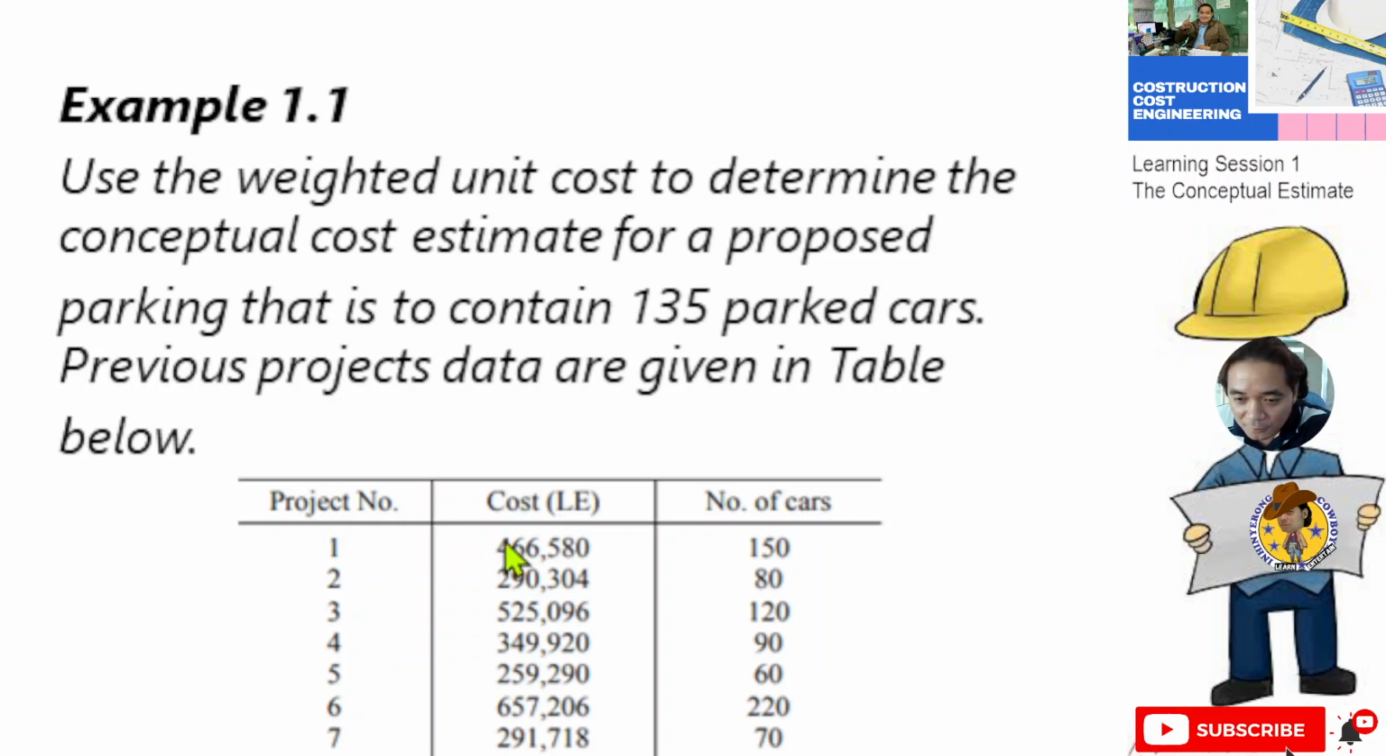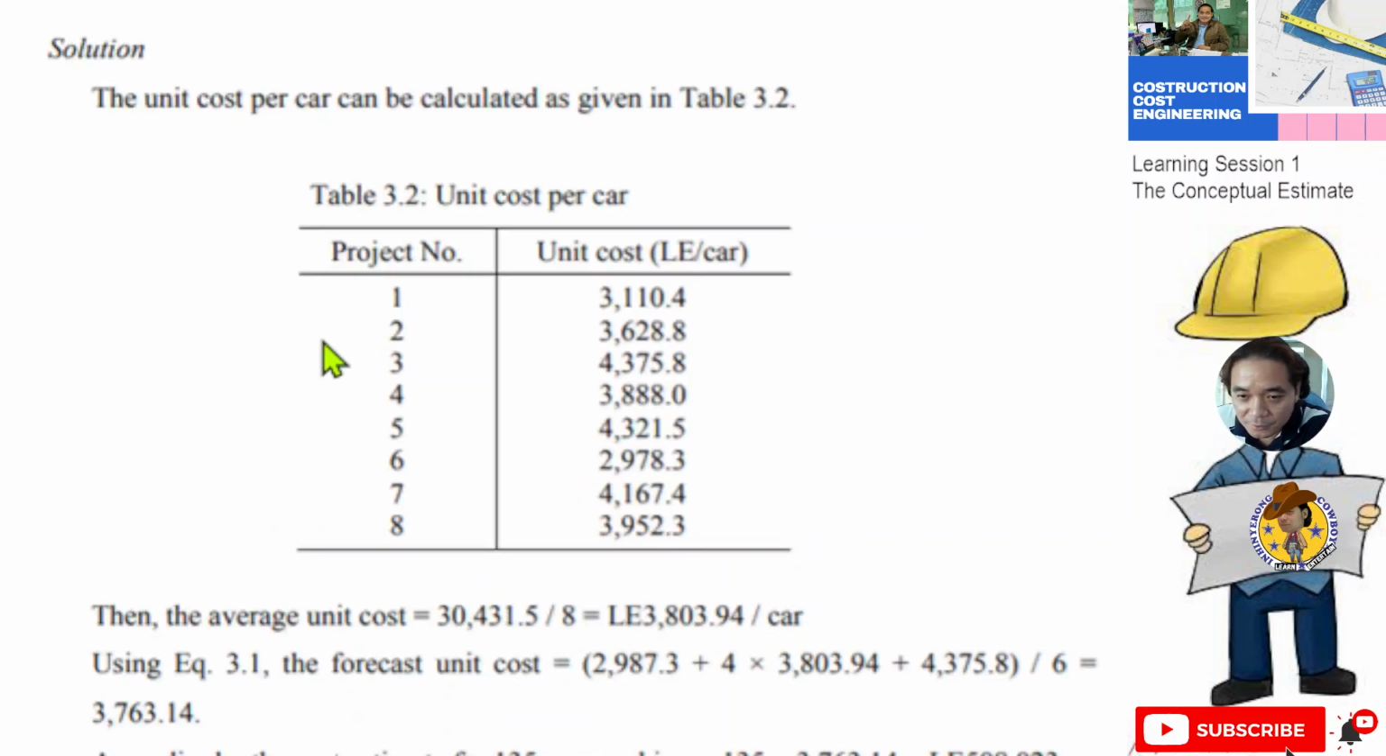Here are the cost of the projects and the number of cars. As you can see, the higher the number of cars, the capacity of the parking, the higher the cost. You need to use this data to come up with an ideal or realistic conceptual estimate. So this is the solution.